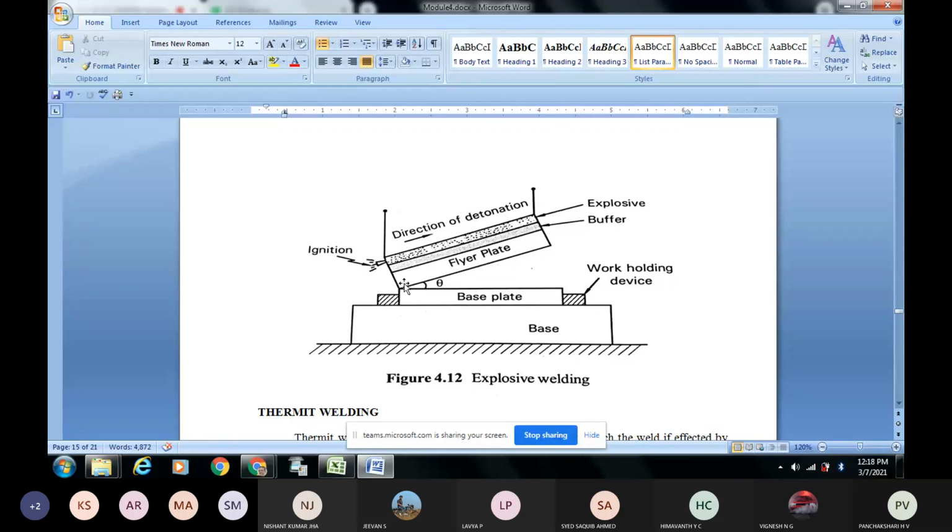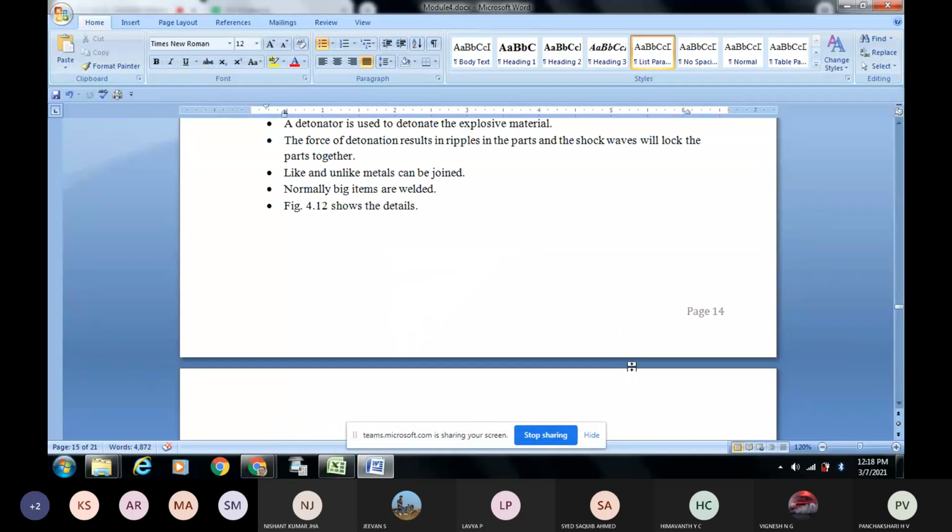As soon as it is ignited, it releases an enormous amount of kinetic energy. As a reaction, that kinetic energy is imparted to the flyer plate. Therefore the flyer plate flies. It is called a flyer because it flies from the initial position to the final destination on the base plate. It lands on the base plate with great velocity, so locking or bonding of the flyer plate and base plate takes place. This type of welding is called explosive welding.